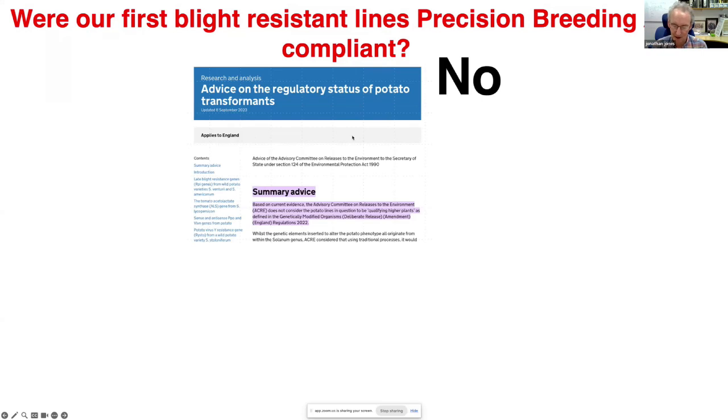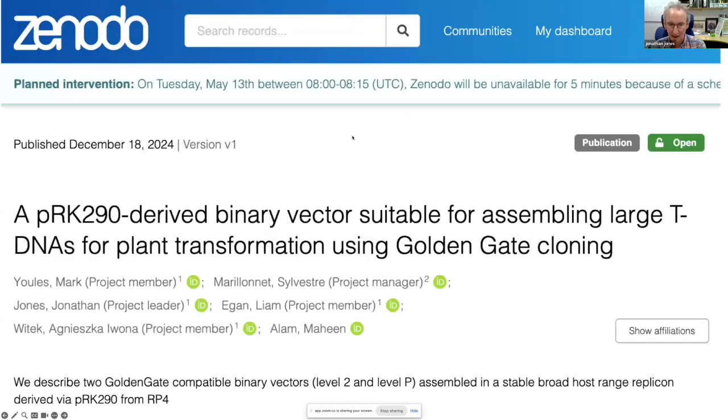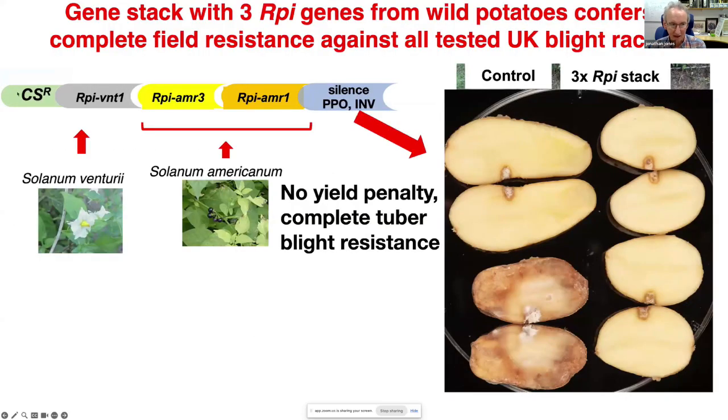But they're not Precision Breeding Act compliant because they didn't like the fact that we had a tomato chlorsulfuron resistant gene instead of a potato one, because you can't cross tomato and potato. So even though they're 97% identical, this one was not compliant.